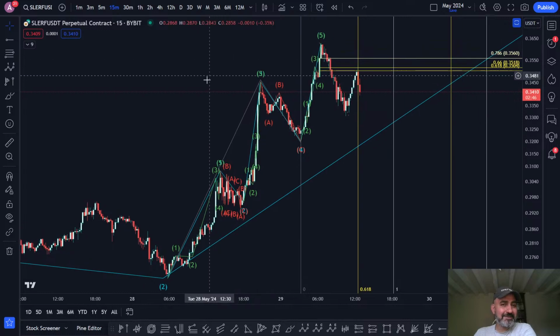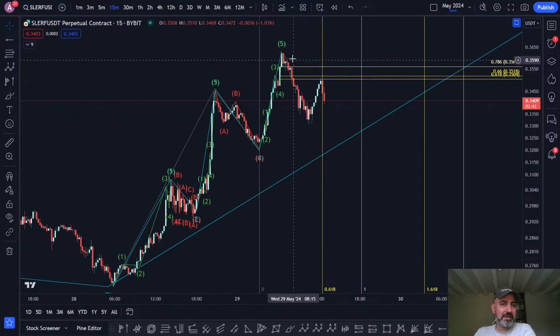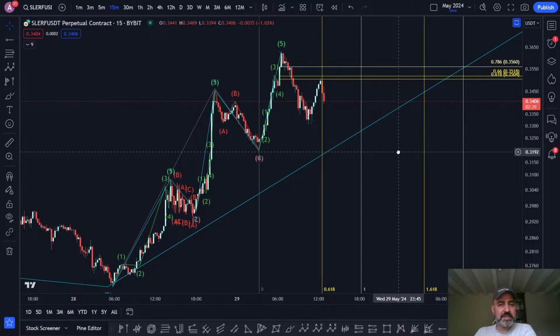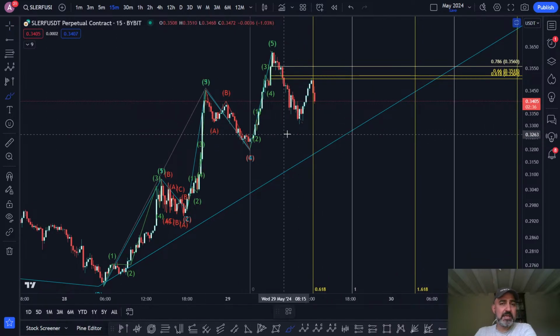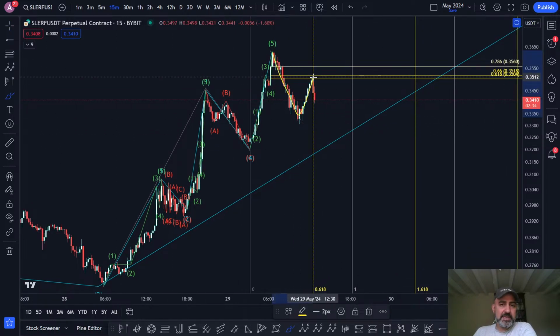Because we've had our 5 waves. Now we're in a corrective move. Yeah. We've had quite a deep correction here. So we're probably forming some kind of zigzag. What kind of zigzag is it going to be? I don't know. Could it be an ABC?